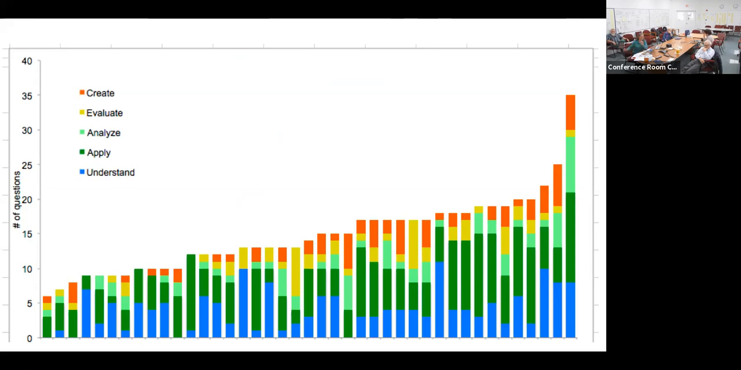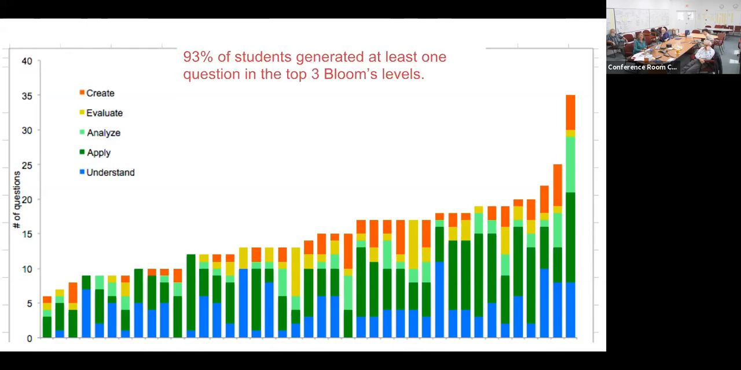But there was lots of variability, from an individual who asked only 6 questions in the whole study to somebody else who's at 36 questions. However, within that variability, and the colors indicate the Bloom's level, with create being the highest and understand being the lowest, we found that almost everybody generated at least one question in the top 3 Bloom's levels.